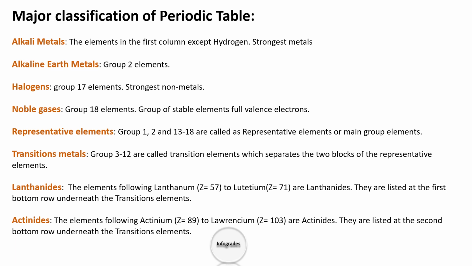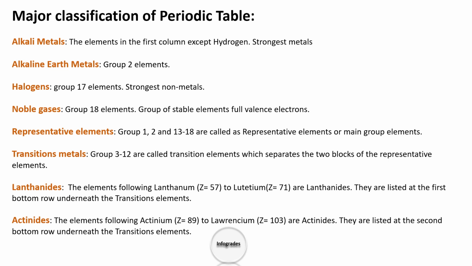First things first, as I said, we have different columns, a total of 18 groups in the periodic table. Some of them are very important. They are used more in chemical formulas and in reactions. So we have separated them, or they show some very distinguished behavior. We have named some of the groups that you need to know. First of all is alkali metals. Group 1 elements are called alkali metals. They're the strongest metals in the periodic table.